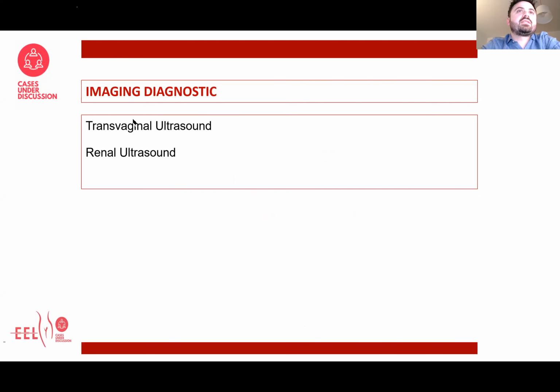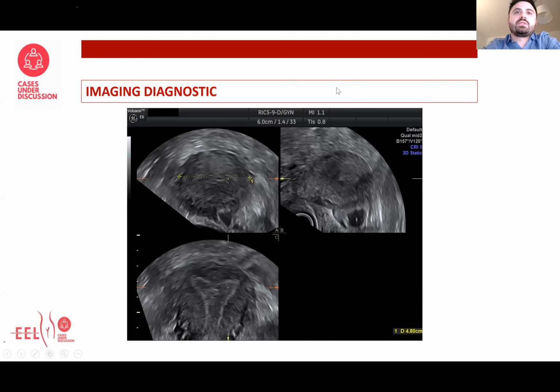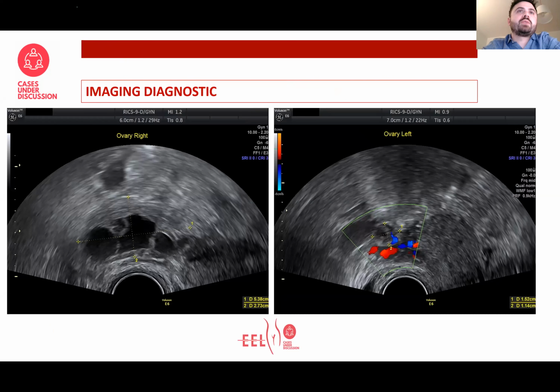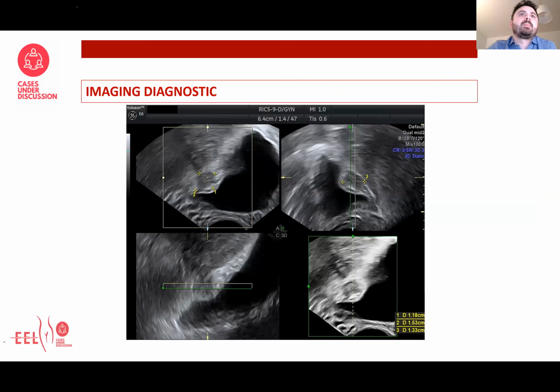Okay, so in this case, I performed the transvaginal ultrasound and the renal ultrasound. The TVS showed a normal uterus without any signs of adenomyosis. The right ovary showed normal findings. The left ovary and the left tube were attached to the left pelvic sidewall.